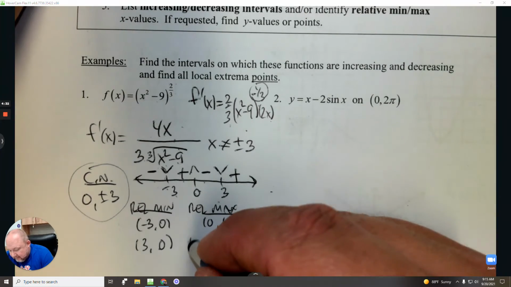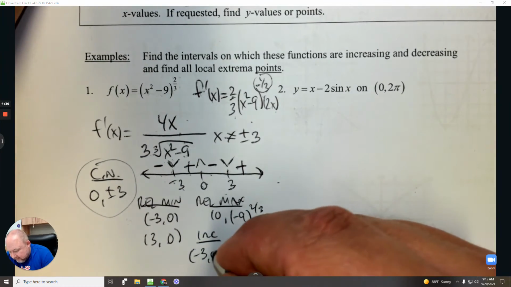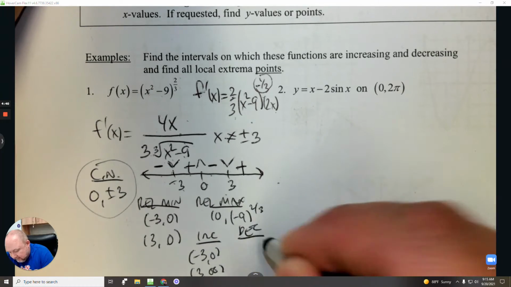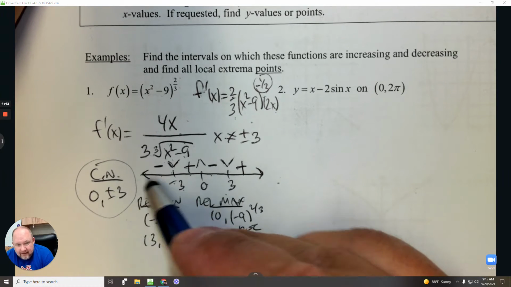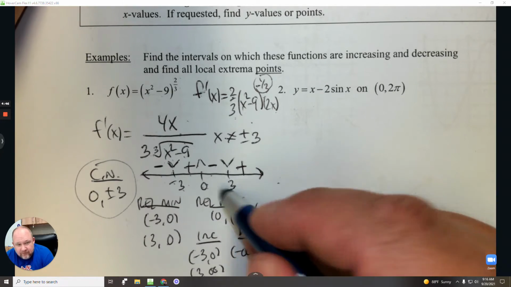Let me just organize a little bit. Increasing would be negative 3 to 0 and 3 to infinity. And decreasing would be negative infinity to negative 3 and 0 to 3.